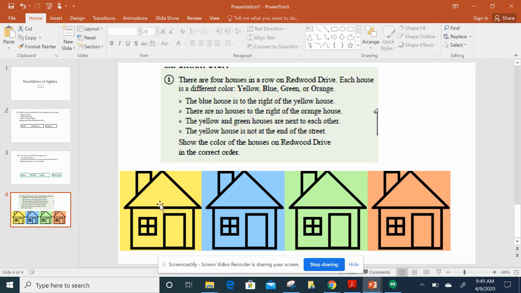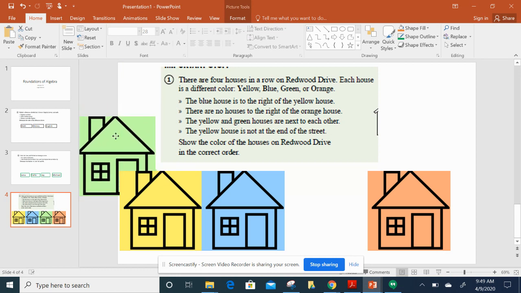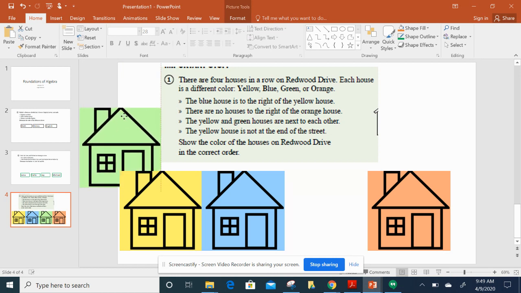Well, the way I have them drawn here, the blue house is to the right, so I'm not going to make a change yet. It says there are no houses to the right of the orange house. Well, that must mean that the orange house is down here on the end and nothing is over to the right of it. It says the yellow and green houses are next to each other. Now, that clue tells me that the green house could be right here in between the yellow and blue, or the green house could be over here on the left side of the yellow.